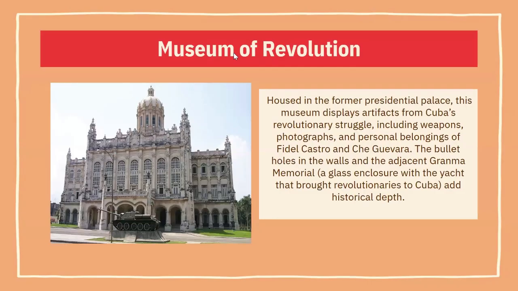Museum of the Revolution. Housed in the former presidential palace, this museum displays artifacts from Cuba's revolutionary struggle, including weapons, photographs, and personal belongings of Fidel Castro and Che Guevara. The bullet holes in the walls and the adjacent Granma Memorial, a glass enclosure with the yacht that brought revolutionaries to Cuba, add historical depth. That's pretty cool. That's beautiful, actually. And you can see it has a tank right in front of it, which is kind of cool.